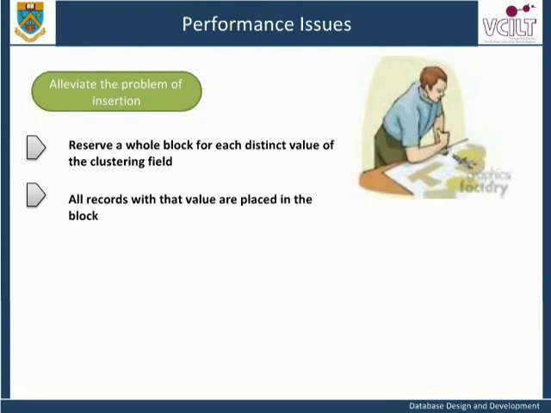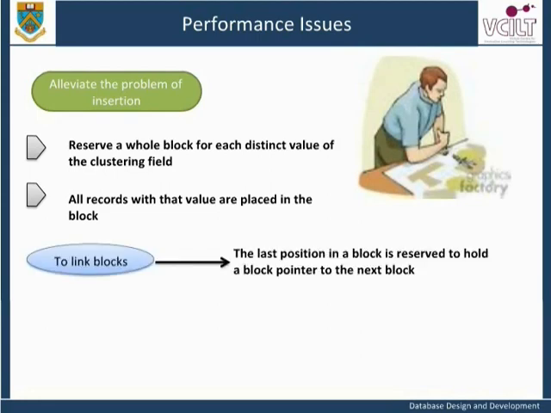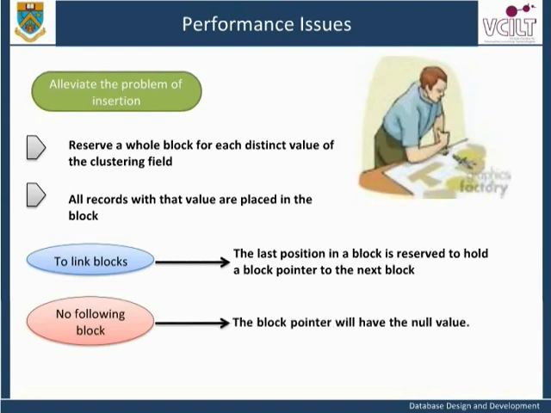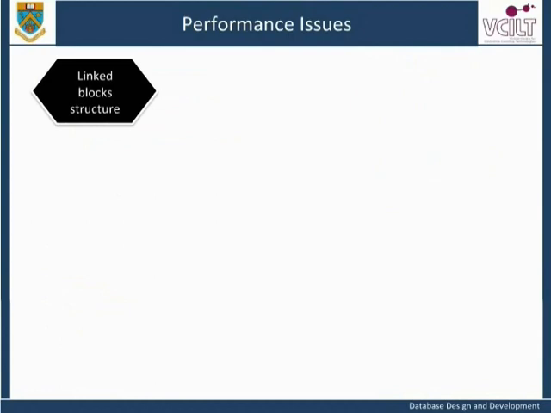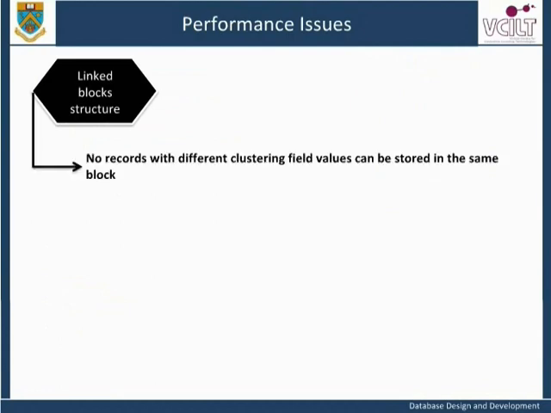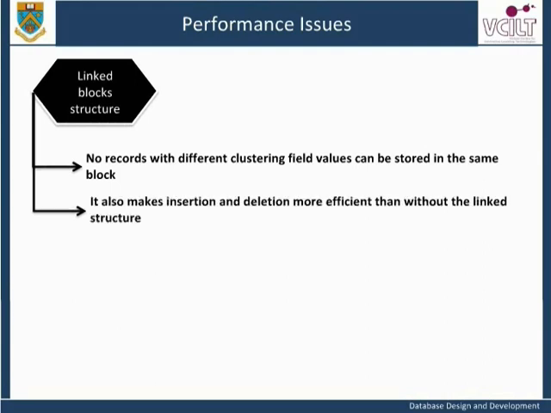If more than one block is needed to store the records for a particular value, additional blocks are allocated and linked together. To link blocks, the last position in a block is reserved to hold a block pointer to the next block. If there is no following block, then the block pointer will have the null value. Using this linked block structure, no records with different clustering field values can be stored in the same block. It also makes insertion and deletion more efficient than without the link structure.